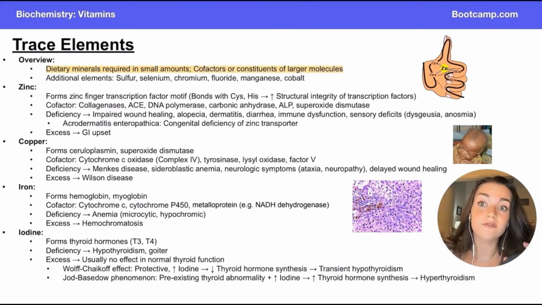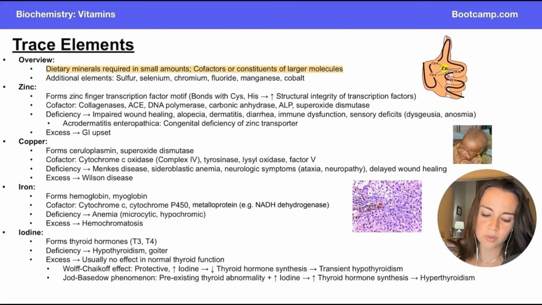We're going to be talking very quickly about just the highest yield elements: zinc, copper, iron, and iodine. Each one of these elements could be their own massive chapter, what with all of their implications, but most of these things are covered elsewhere on the site. Some of them earlier on in the biochemistry unit, some of them in other units across boot camp. Use this as a refresher and as a review, and anything you aren't familiar with, you can go elsewhere on the site to brush up.